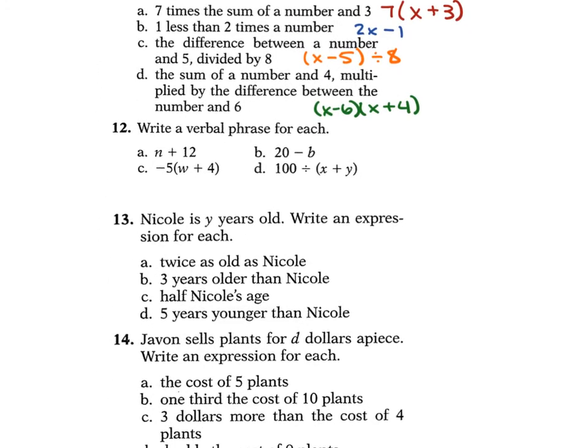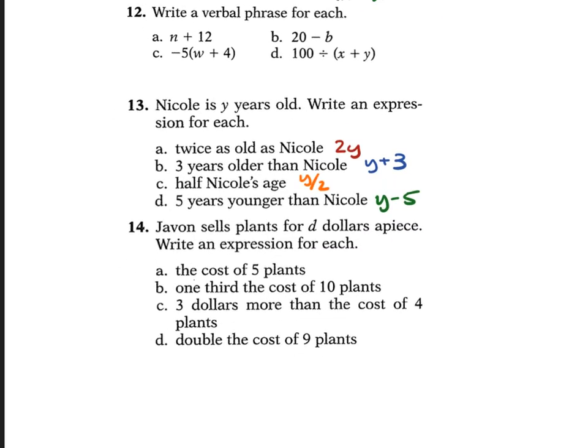For 13, it says Nicole is Y years old. Write an expression for each. Twice as old as Nicole would be 2Y. 3 years older than Nicole would be Y plus 3. Half Nicole's age would be Y over 2, or Y divided by 2, or 1/2 times Y. D says 5 years younger than Nicole, so that's Y minus 5.